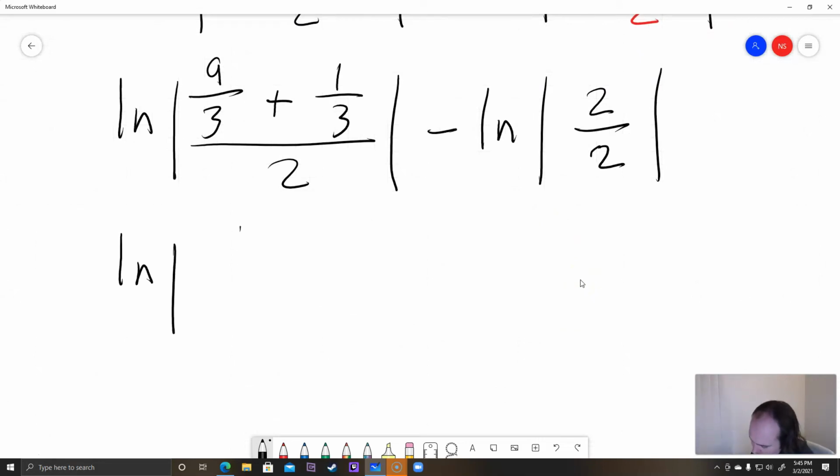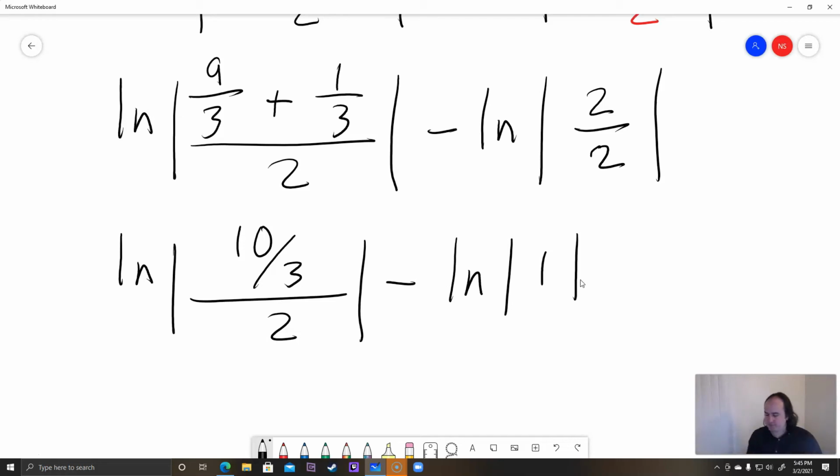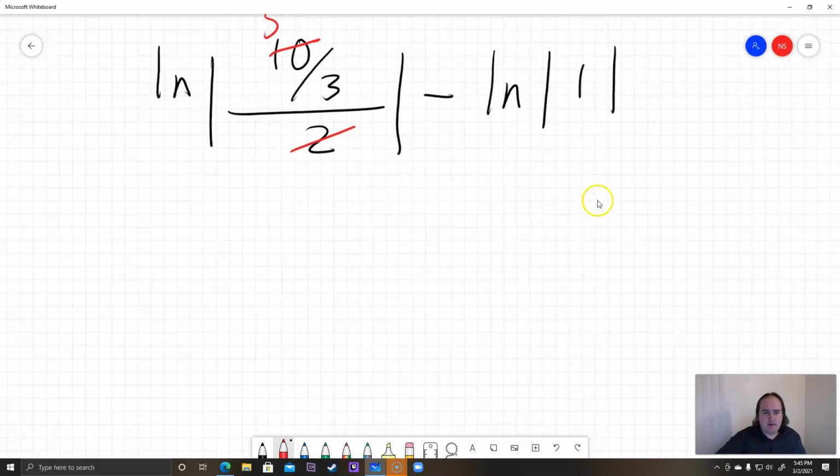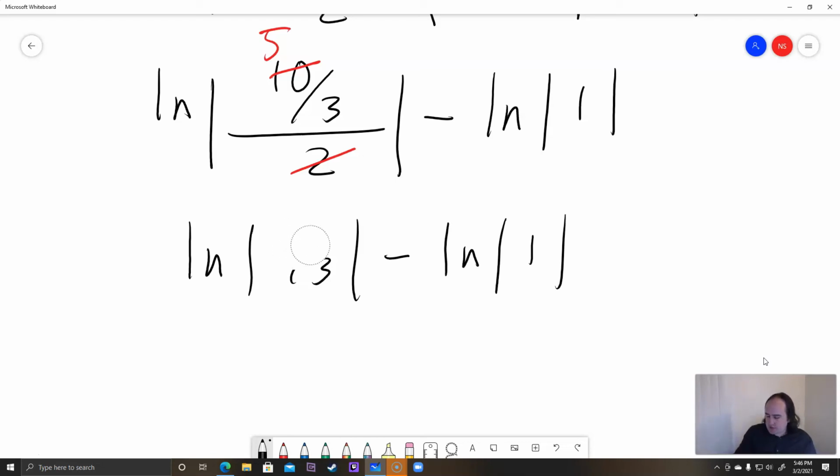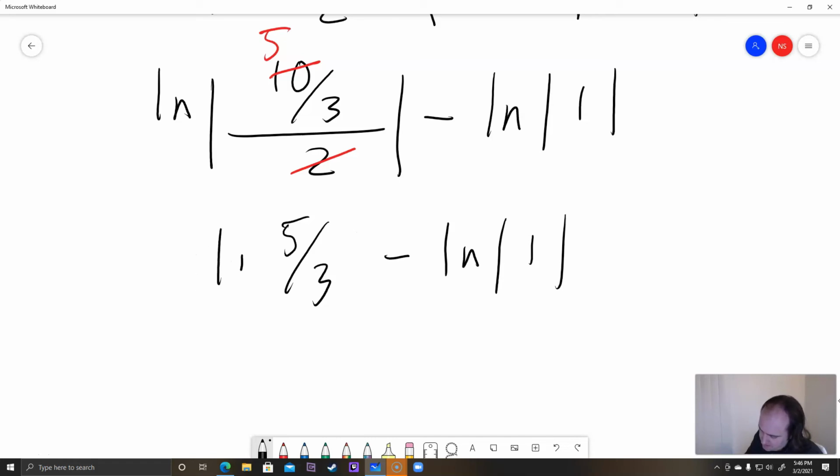Okay, so we're going to have ln of absolute value of 10/3 divided by 2 minus ln of absolute value of 1. Now for 10/3 divided by 2, 10 divided by 2 is 5. Okay, so we can cross out that 10 and that 2, and we get a 5/3. We're left with 5/3. All right, so what we have is ln of absolute value of 5/3 minus ln of absolute value of 1. But remember that the absolute value of a positive number is just the number. So since both of these numbers are positive, we don't actually need this absolute value. So we're just going to have ln of 5/3 minus ln of 1.